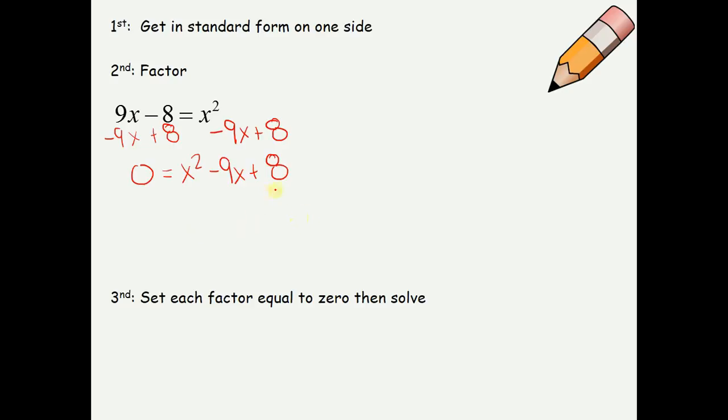So I have a trinomial again, so I'm going to multiply A times C. I'm going to use my AC method. I need numbers that make 8. 2 and 4. I need a negative 9. 1 and 8 would give me a positive 9, but if I make them both negative, I will make a negative 9. So if I expand my middle term like that, that is now negative 9.